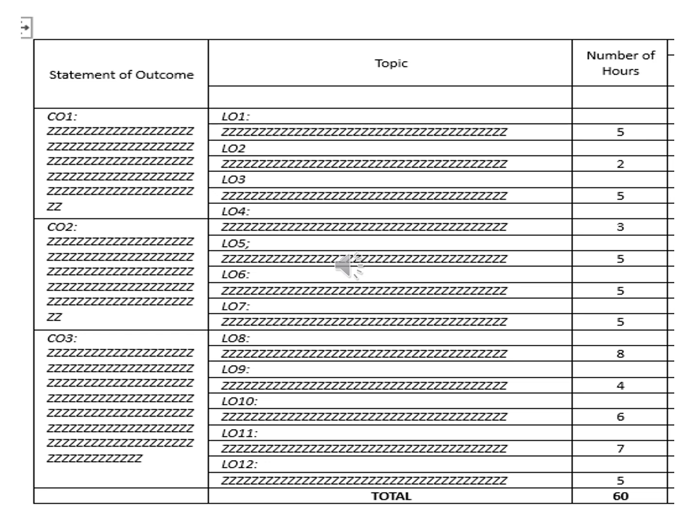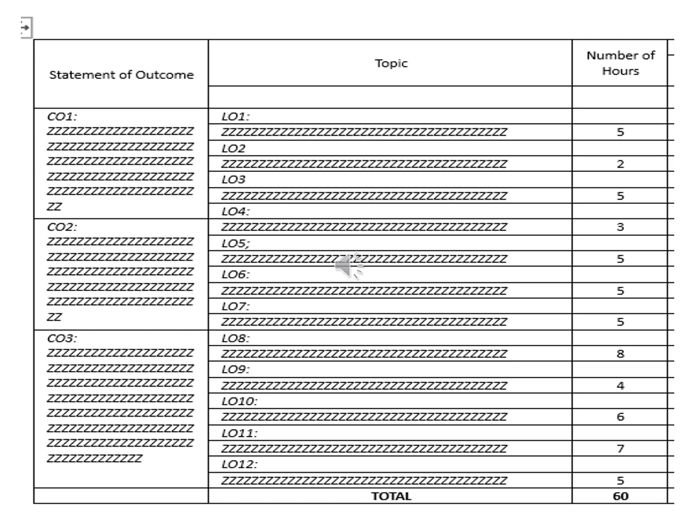Now the first 3 columns, as I have said earlier, are the statement of outcome. Under the statement of outcome, there are 3 course outcomes, namely CO1, CO2, and CO3. Then on the second column are the 12 learning outcomes, labeled as LO1, LO2, LO3, LO4, LO5 up to LO12. The third column is the number of hours.